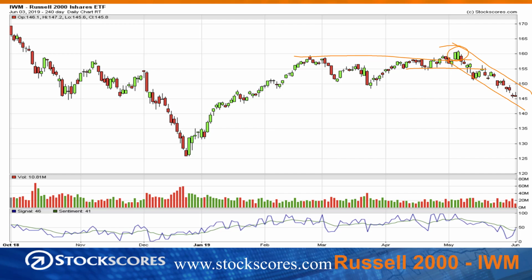And so since that time, the market for the small cap stocks has been weak and looks like it will continue to be weak until this little downward trend line can be broken.